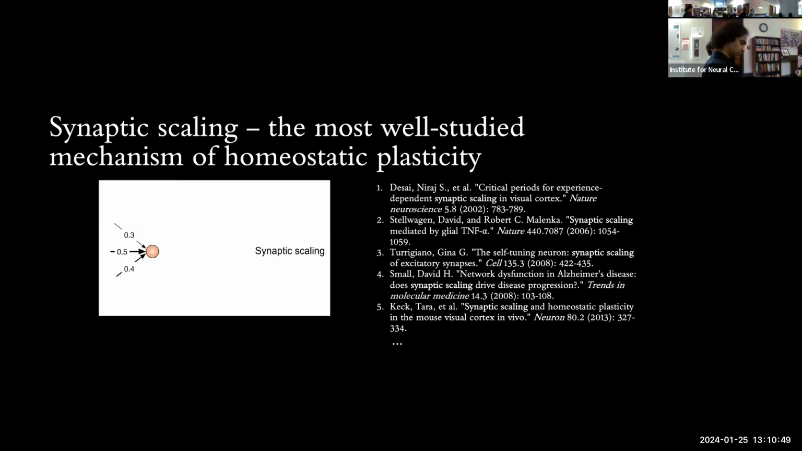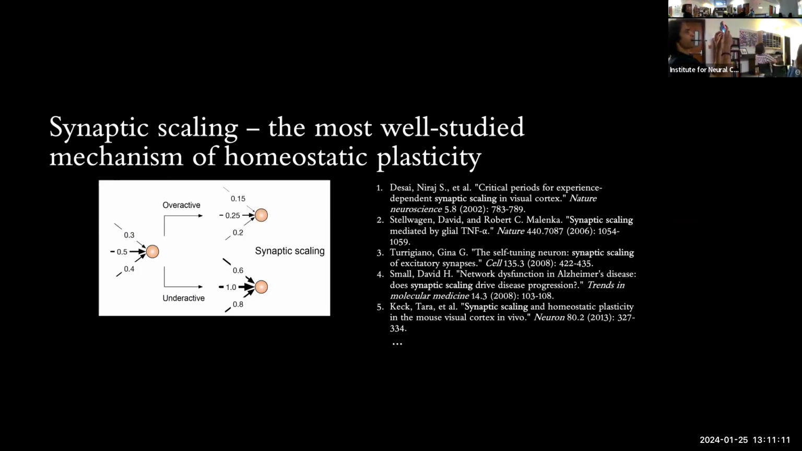And what it does is that, suppose I'm a neuron and I receive inputs or activations from my presynaptic partners, and if my activity is determined to be underactive, then synaptic scaling will increase my synaptic strength so that I receive more activations from my presynaptic partners, and vice versa if I'm determined to be overactive.